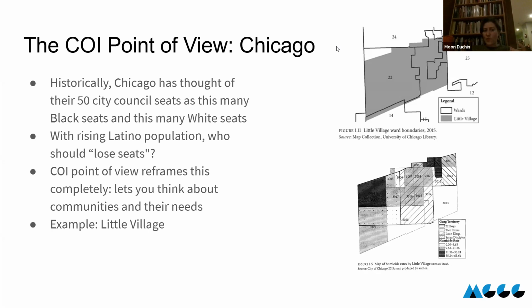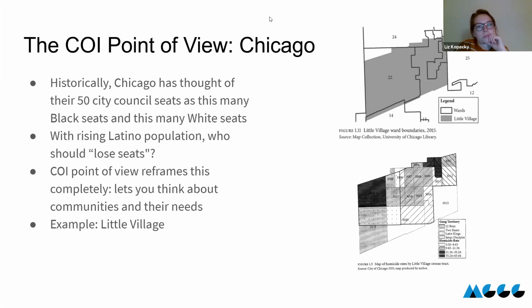So what the COI point of view can do is reframe these questions away from race and to shared interests. So we at MGGG work closely with a sociologist named Robert Vargas, based at UChicago. And Robert's done some fascinating work on the Little Village neighborhood, which is on the west side of the city. That's a heavily Latino neighborhood. But more than that, what Little Village has in common, among other things, is a really intense history of street violence. The bottom map there is a map of different gang territories that overlap the neighborhood.